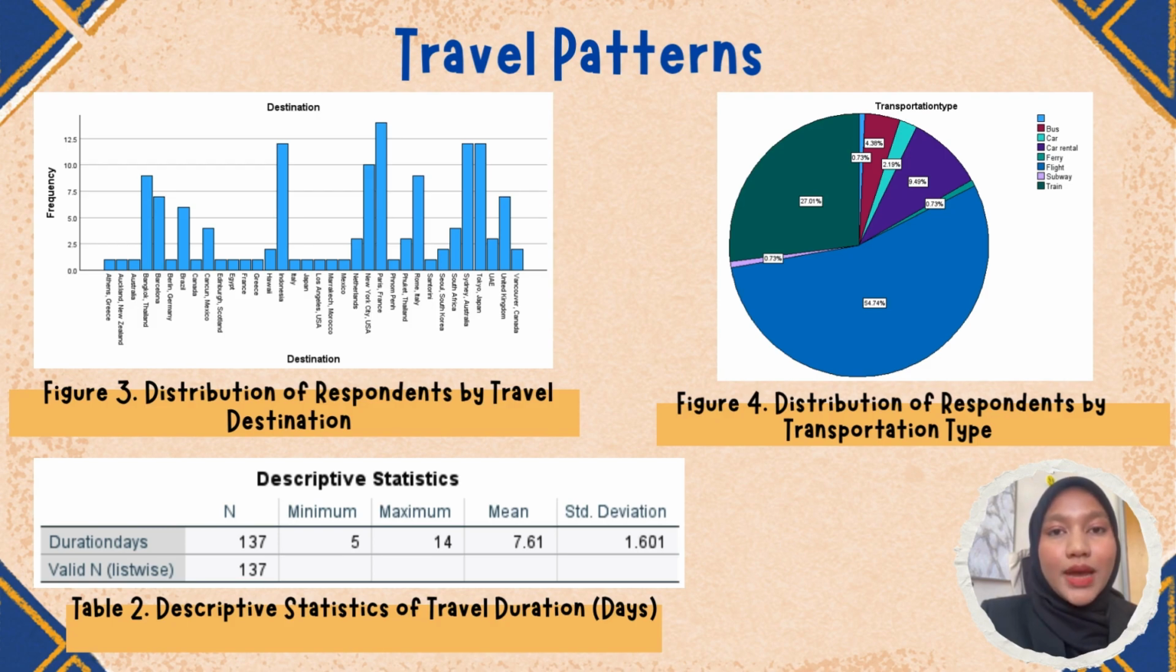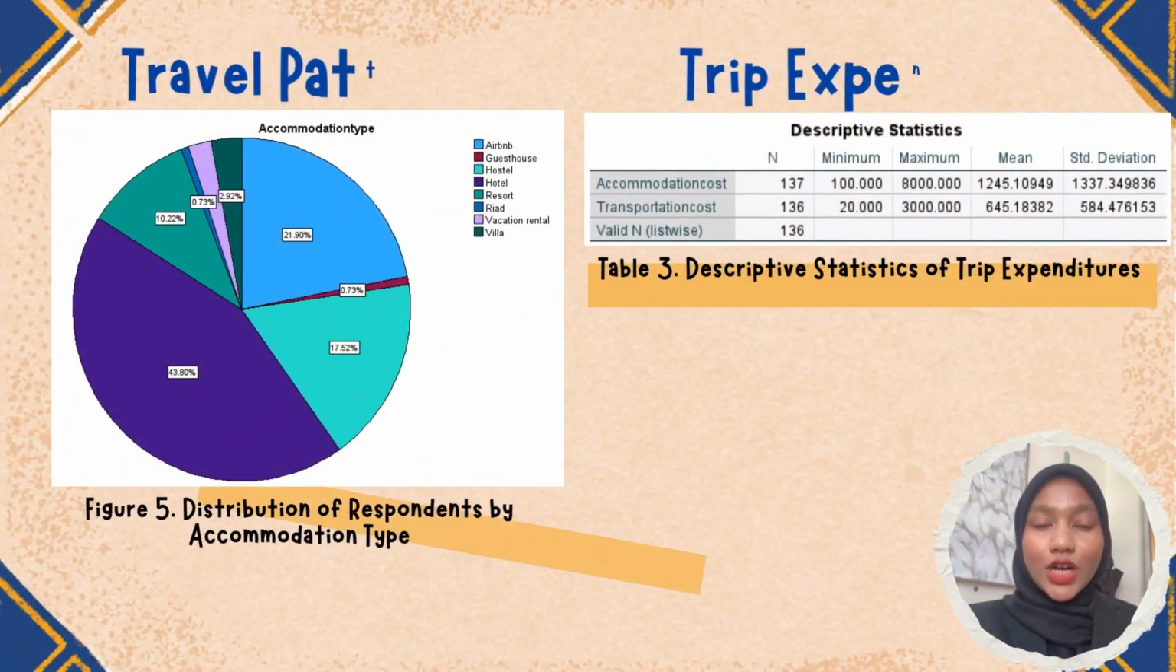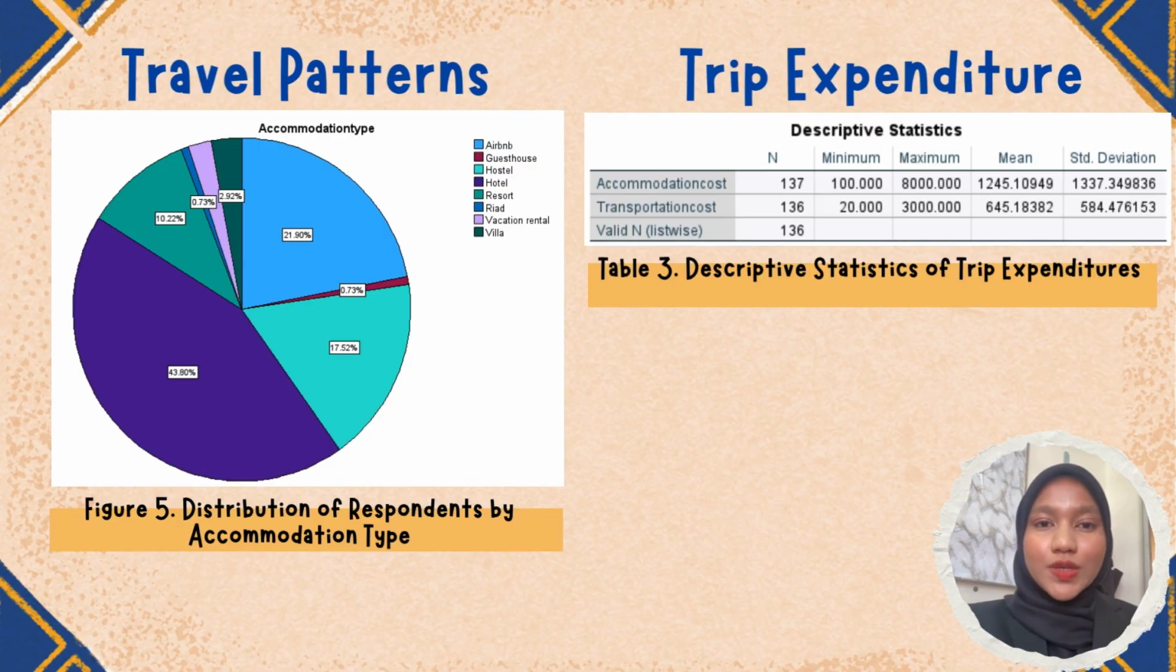This was followed by trains, while bus, car, ferries, and subway were less commonly used. Overall, air travel was the most preferred mode of transportation among the respondents. Next, for accommodation types. Figure 5 shows the accommodation types chosen by the respondents.